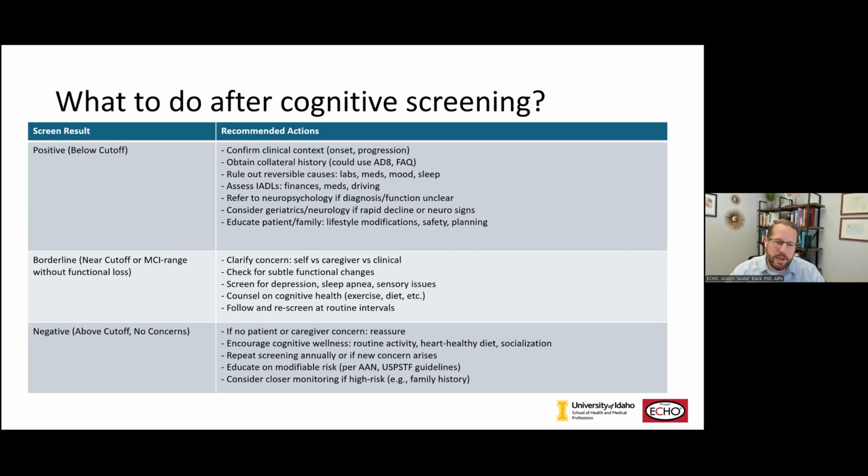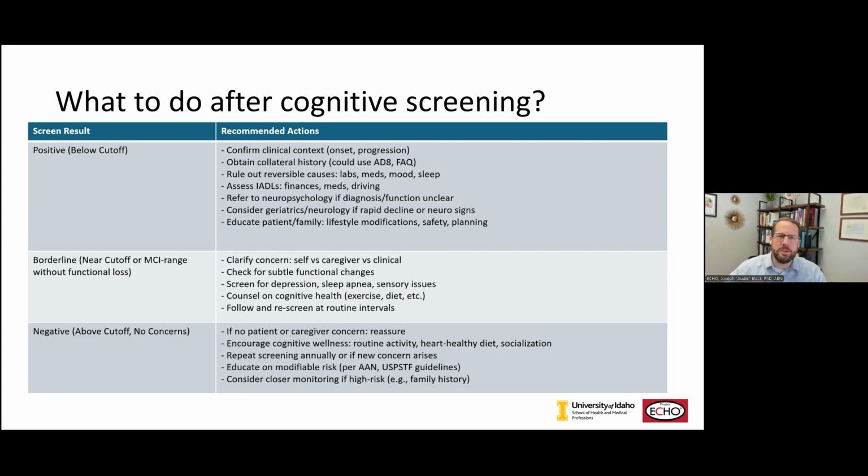If it's a borderline score, I'm going to clarify who is concerned and how big the concerns are. And then we might start screening for other contributing factors again that could be contributing to this. For instance, untreated sleep apnea, untreated hearing loss, etc.